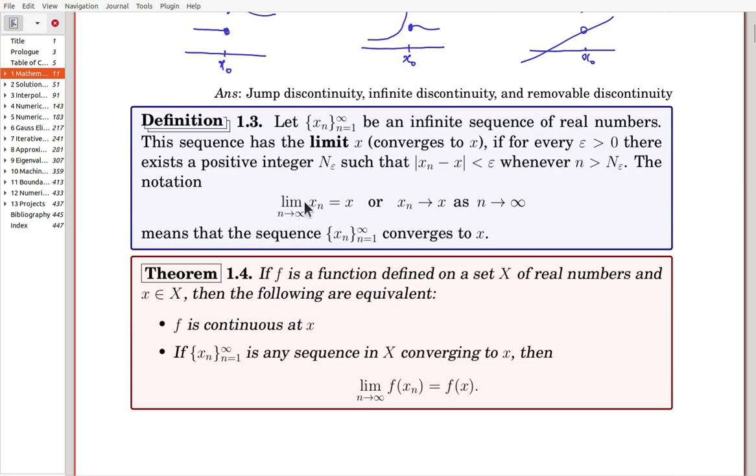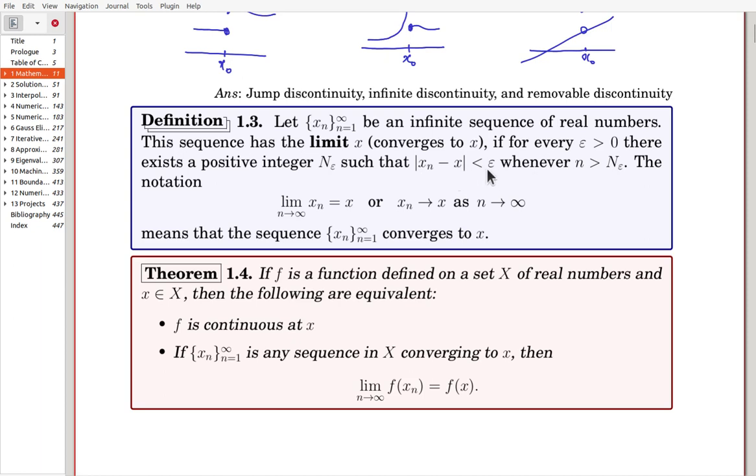Now let's consider infinite sequences of real numbers. xn is an infinite sequence, and it has the limit x if for every choice of epsilon positive, there is a corresponding positive number, capital N epsilon, such that whenever n is larger than capital N epsilon, the distance between xn and x is bounded by epsilon, except possibly finitely many terms.